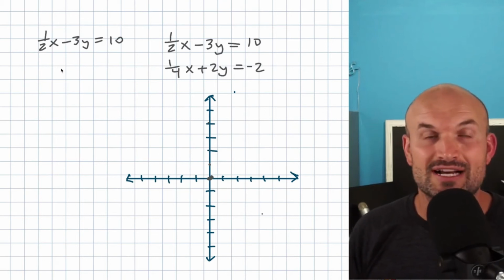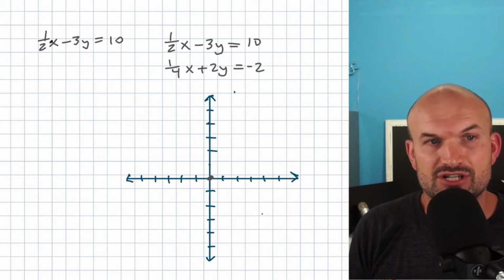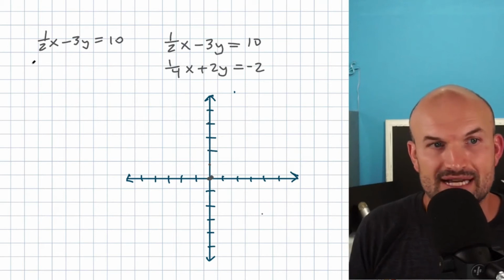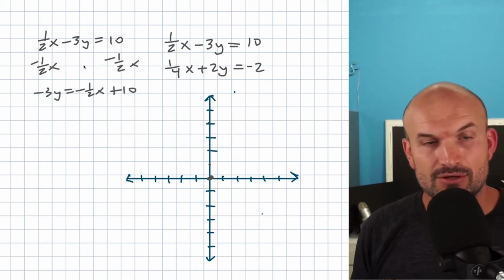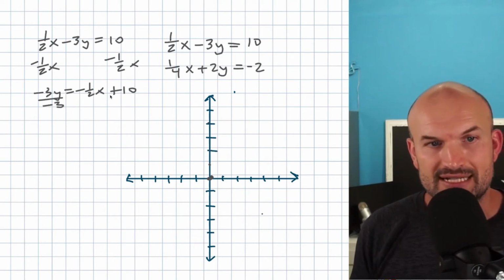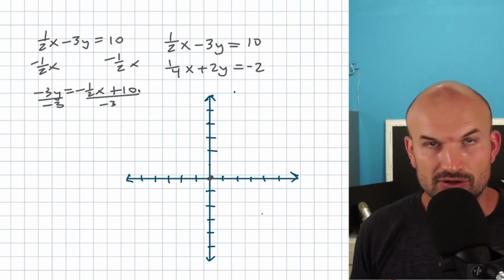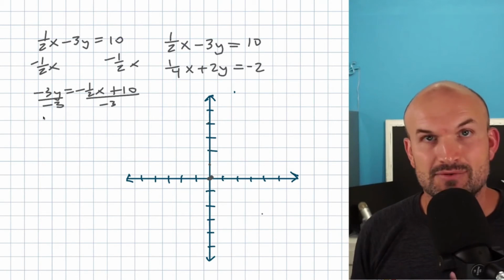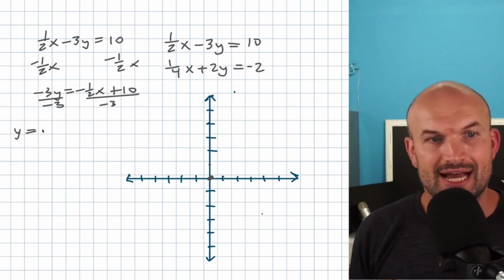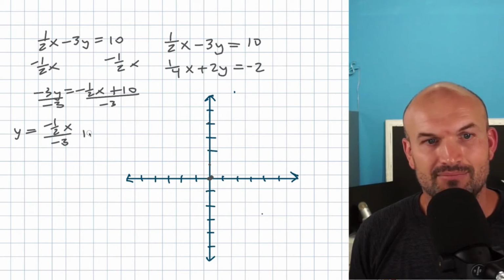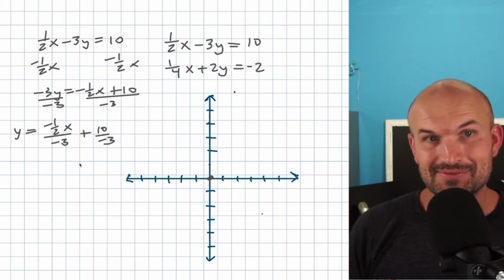However, this is where some fractions will start to get difficult. But the first thing we want to do is subtract 1/2 x from both sides. And now we need to undo multiplying by -3. So therefore, we're going to divide by -3 on both sides. Now again, make sure you distribute this -3 to both terms. And here's where students a lot of times will get confused, because now I have an equation of y equals -1/2 x divided by -3 plus 10 divided by -3. This is where things get confusing.